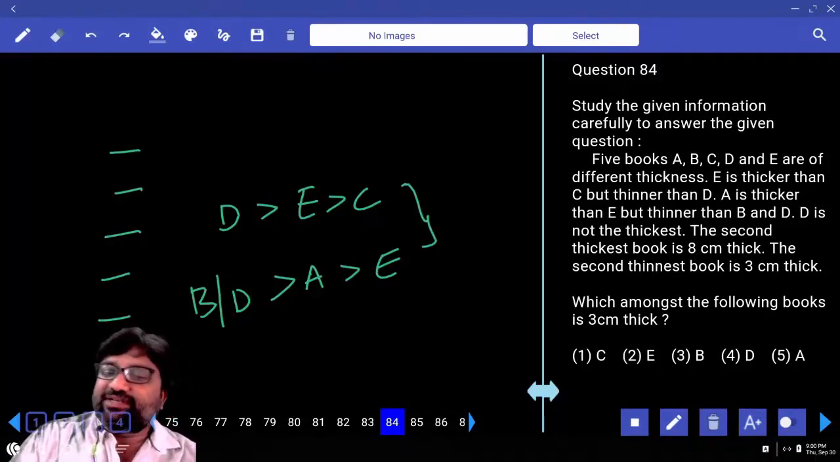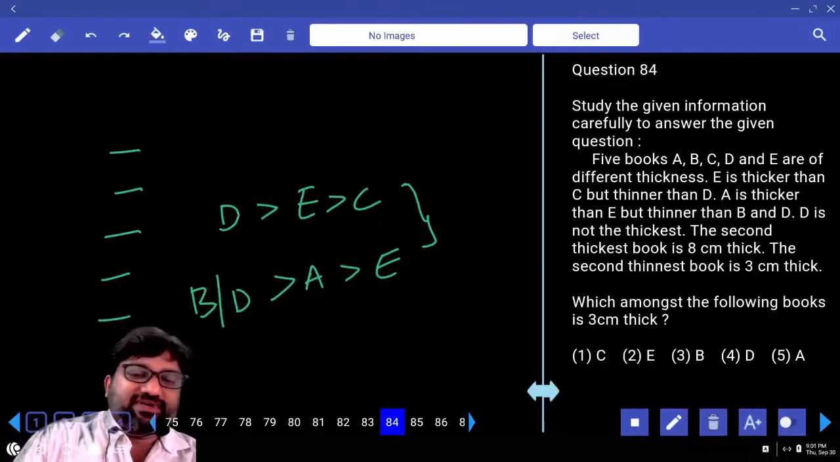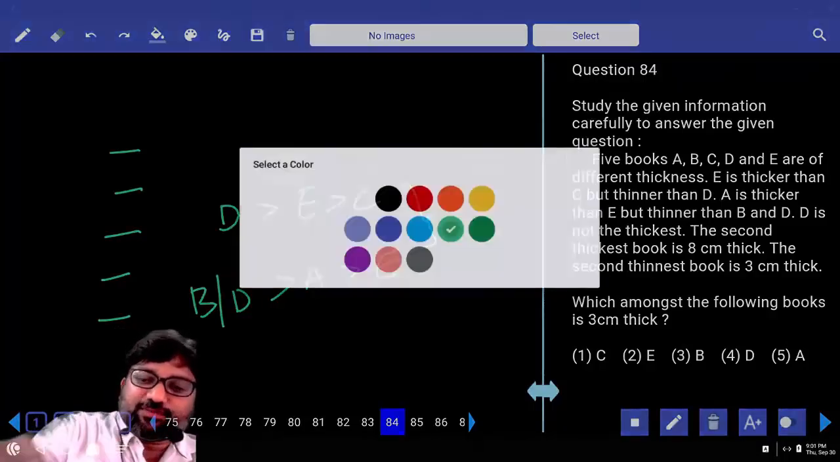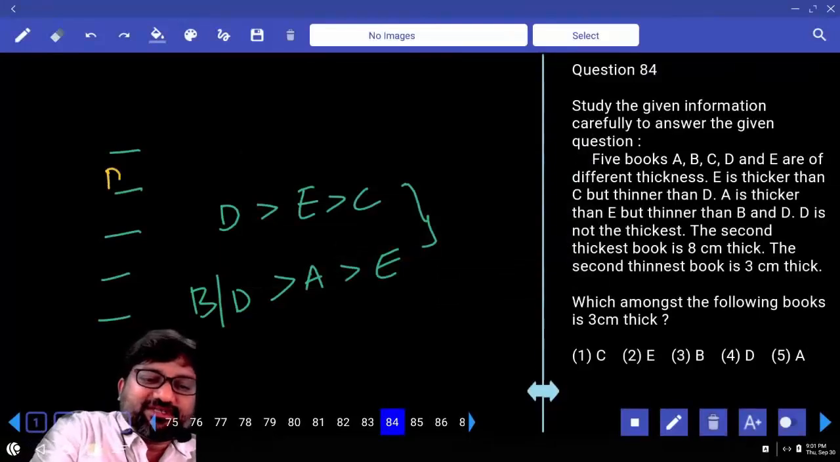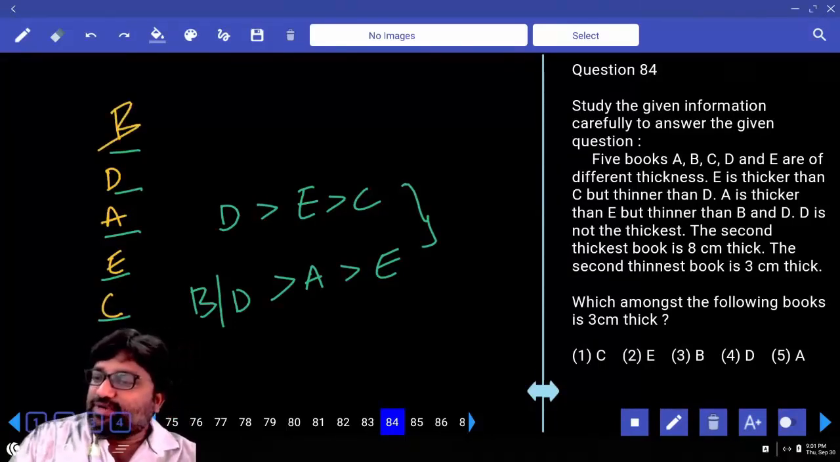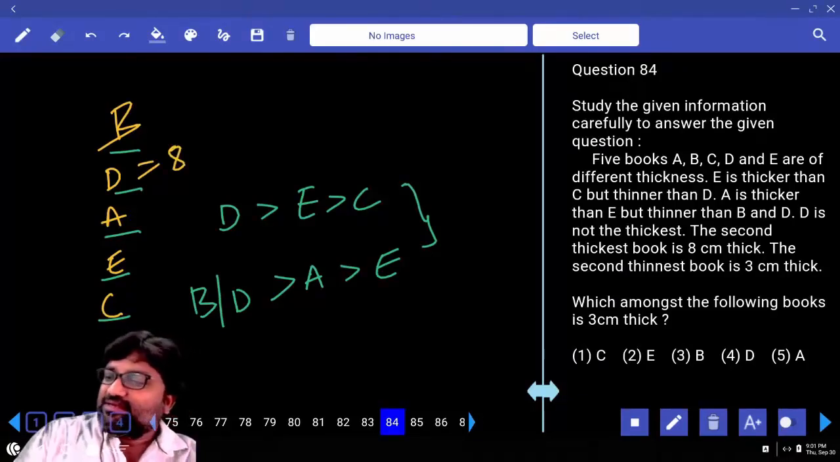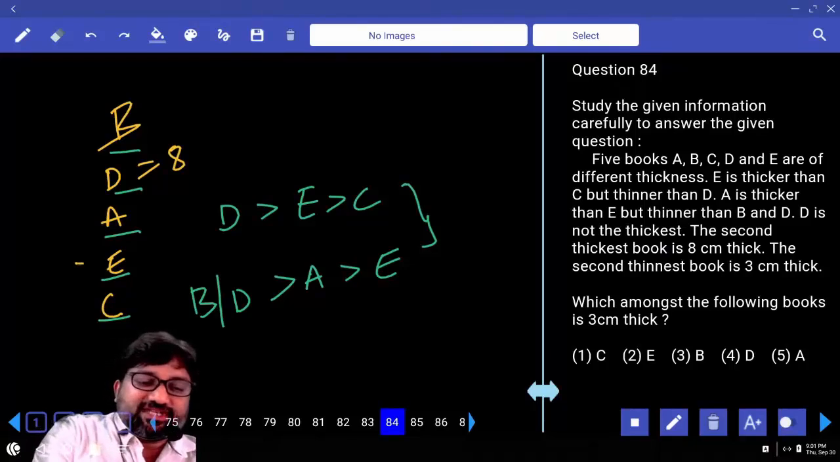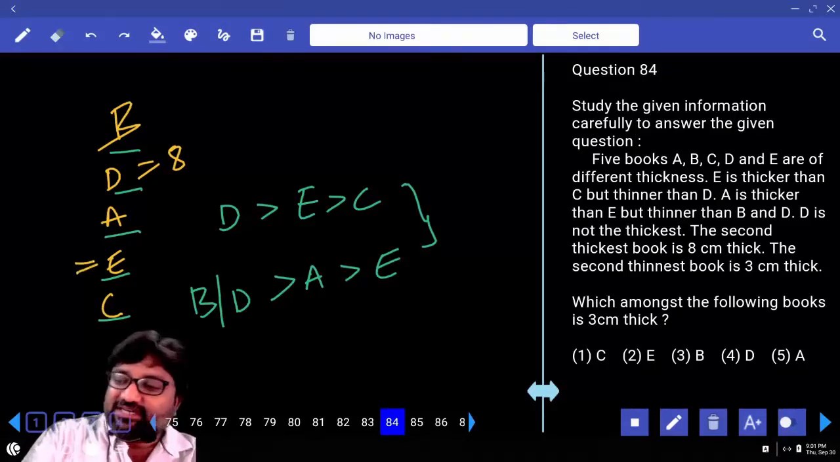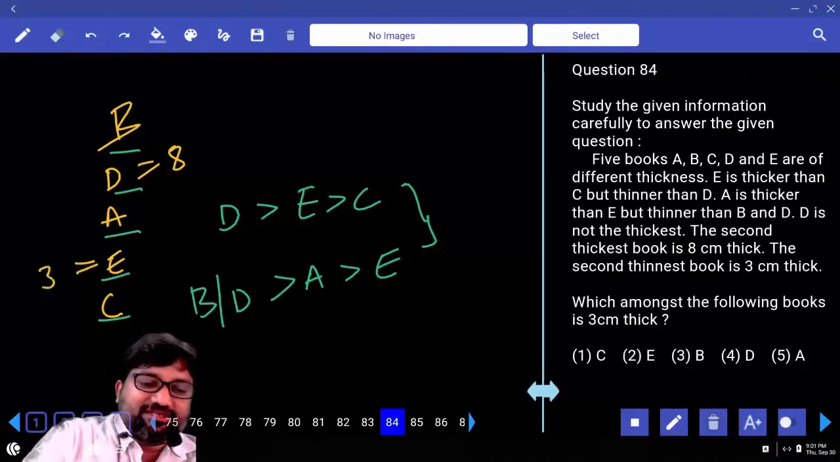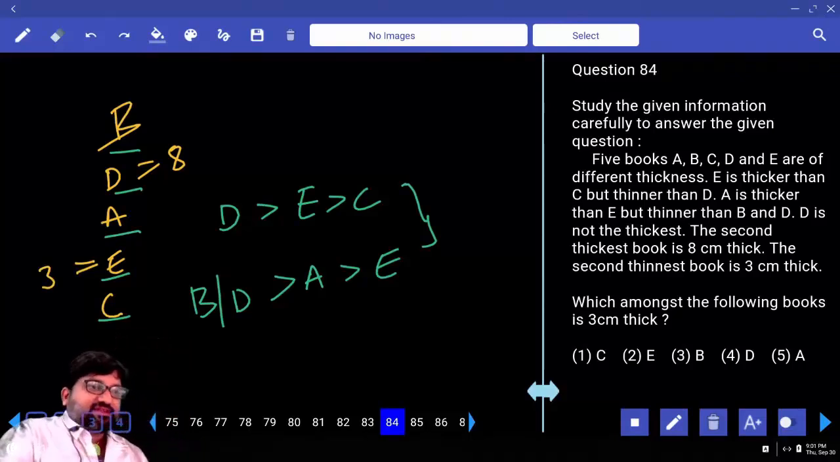But what is the point here? D is not the thickest. When D is not the thickest, there is no other possibility. D has to be in the second place. Because in between D and E, there is A. After that E, after that C. This has to be B. B for Bombay. What's the point? The second thickest book is 8 centimeters. This is 8. The second thinnest means second from the bottom. Is 3 centimeters long. Is this clear? Everyone?